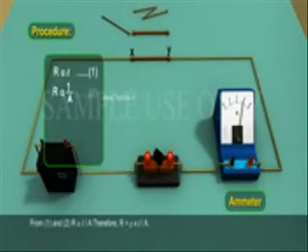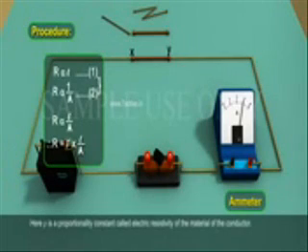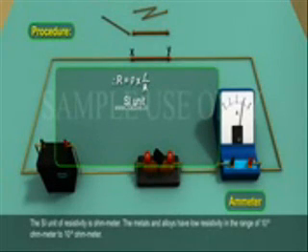From 1 and 2, R is proportional to L by A. Therefore, R equals rho into L by A. Here rho is the proportionality constant called electrical resistivity of the material of the conductor. The SI unit of resistivity is ohm meter.